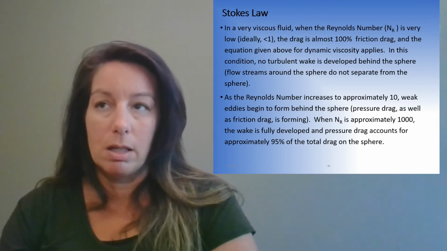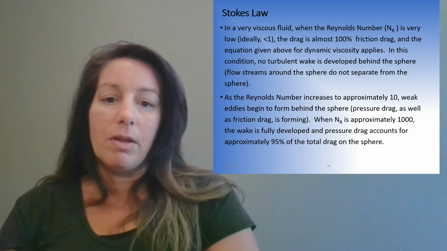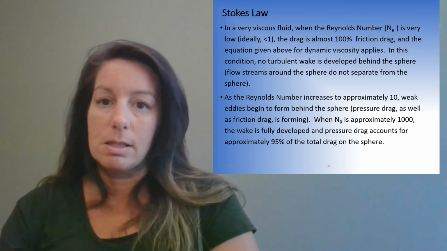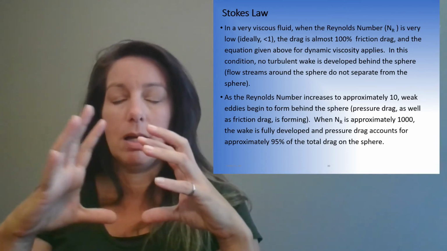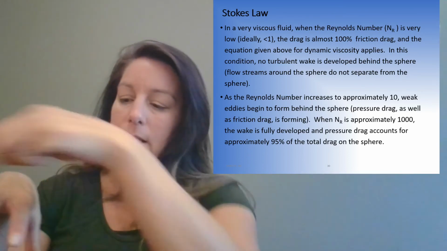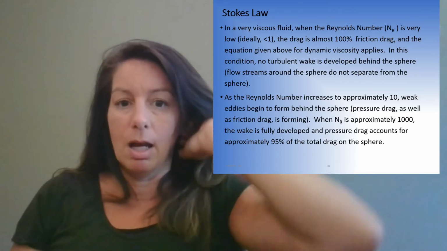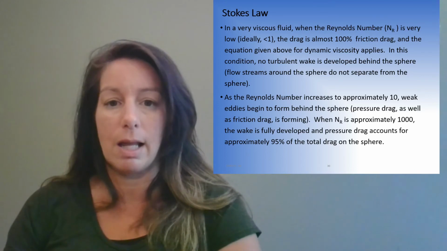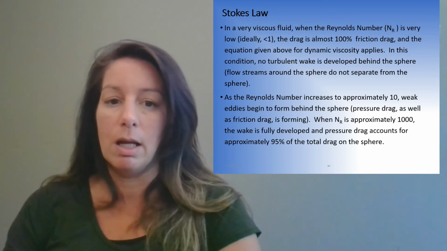Basically, the fluid's not moving very fast. If the Reynolds number, NR, increases to approximately 10, weak eddies form. Eddies are those little whirlpools that develop behind. If you're looking at a river and you see a rock, you can see the river flowing past the rock and then all these little whirlpools come in; that's what an eddy is. So as the Reynolds number increases to approximately 10, these tiny little eddies begin to form behind the sphere, and pressure drag as well as friction drag is forming.